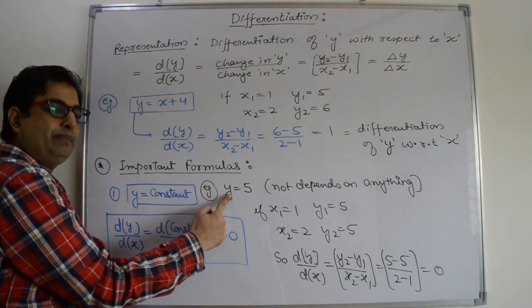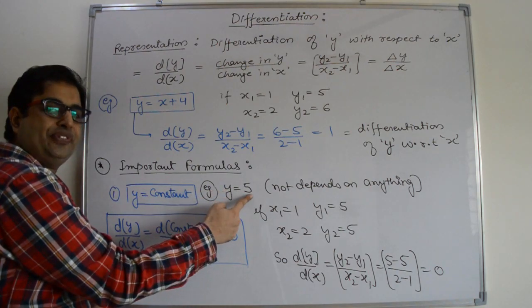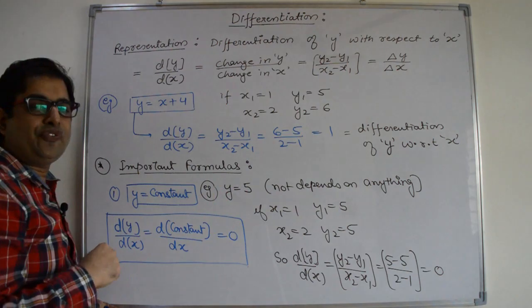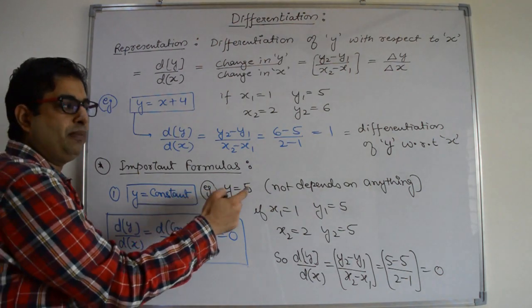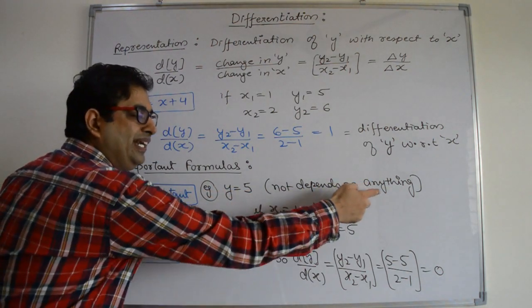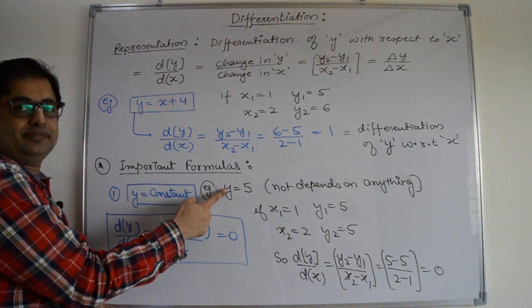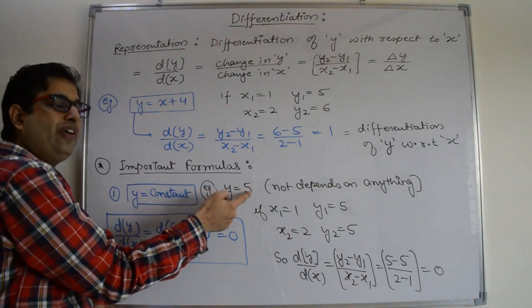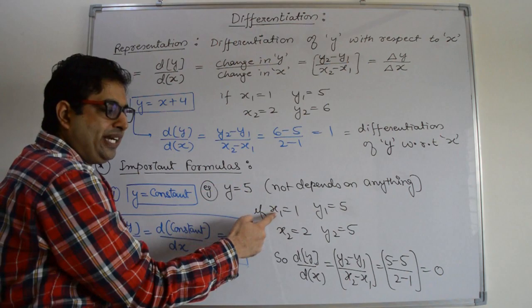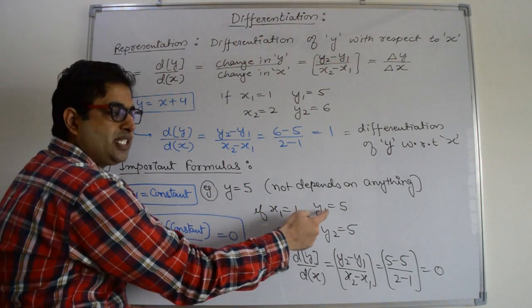Let us take one example. y is equal to 5. If we change the value of x, y will not change because y is not depending on the value of x. So y is always 5. When you put x equal to 1, y is 5.